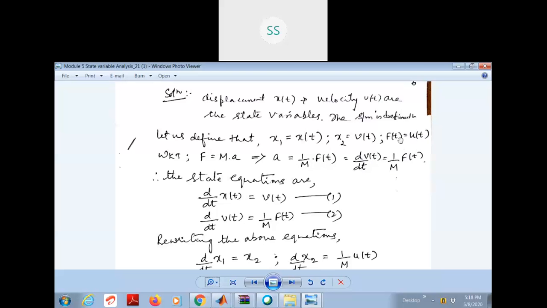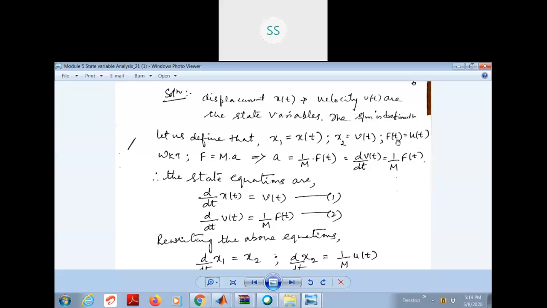By referring to the general block diagram, we considered applied inputs u, so here f of t is considered as u of t, the input. So input is nothing but the applied force f of t. This is the first declaration: there are two state variables, x1 and x2, where x1 is the displacement x of t and x2 is the velocity v of t, and u of t is the applied force f of t.